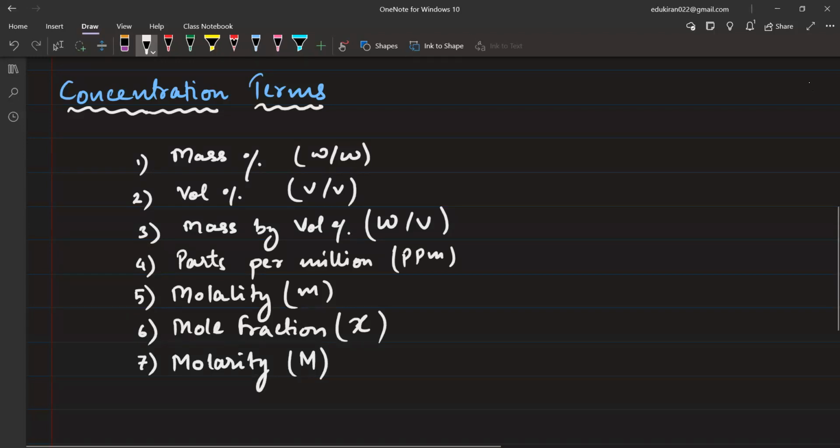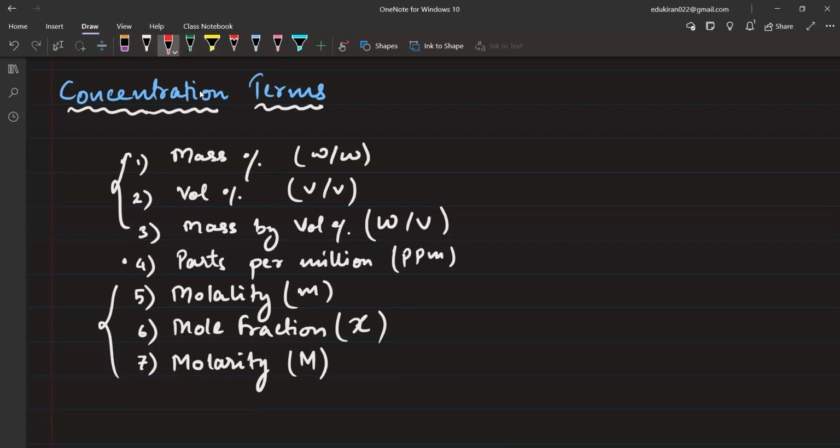Please listen, I will discuss all of these very slightly because they are not very important, in the sense that numericals will not be asked from mass percentage, volume percentage, and mass by volume percentage. Rather, these things will be given as information in the question. They will give you a solution contains this percentage W by W of solvent. And parts per million is a very small topic. I will discuss it very slightly. Molality, mole fraction, and molarity, these are important. So we are going to do numericals on these things: molality, mole fraction, and molarity.